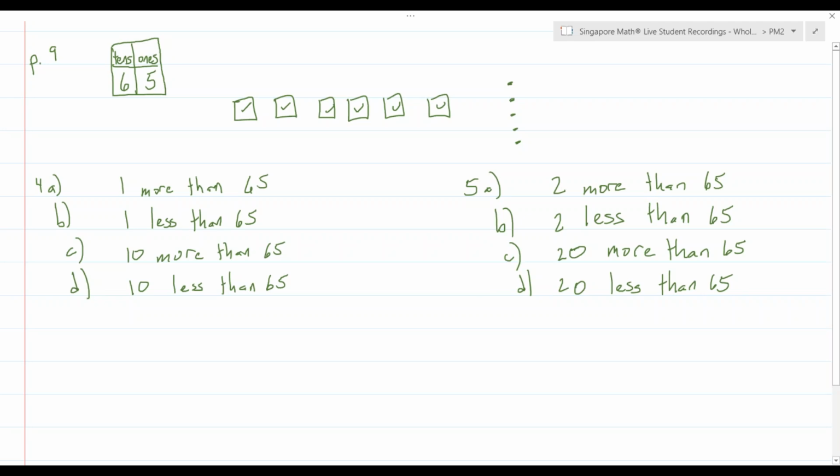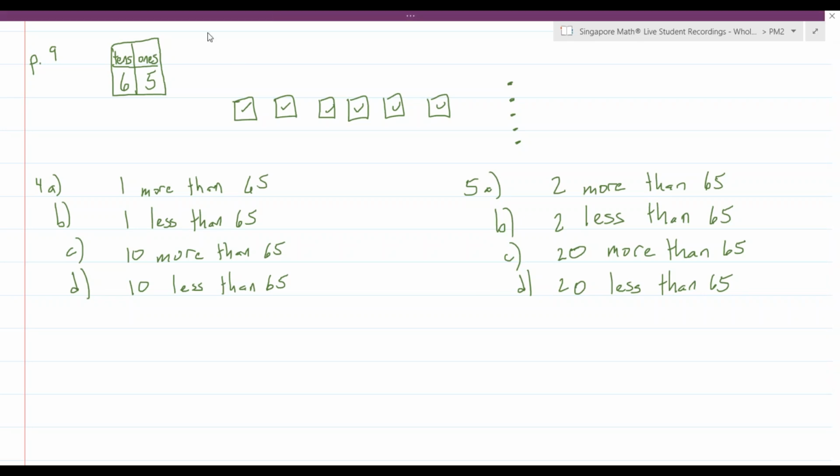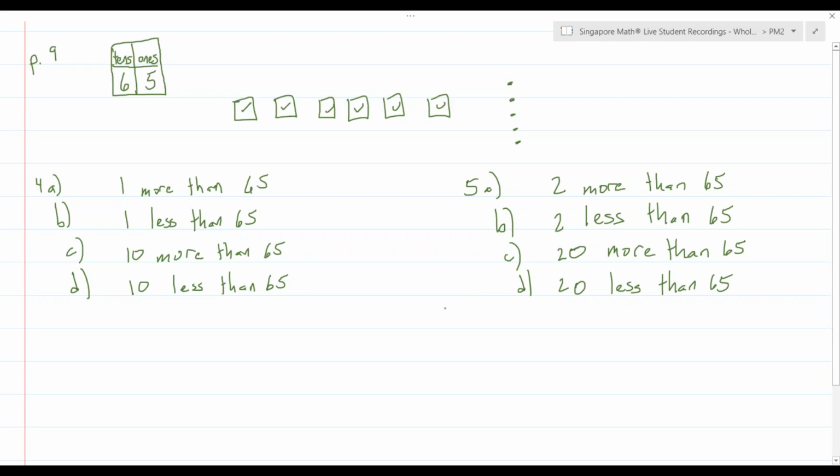And then it wants us just to think about numbers. I'll change color so the answers are different than the questions. And if we were going to have one more than 65, we would just add another 1 to that spot. And one more than 65 would still be 6 tens, but instead of 5 ones, we would have 6 ones. So 1 more than 65 is 66.